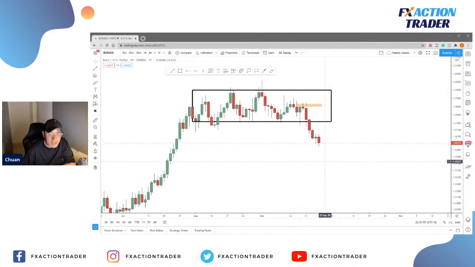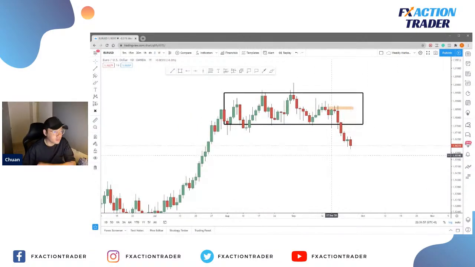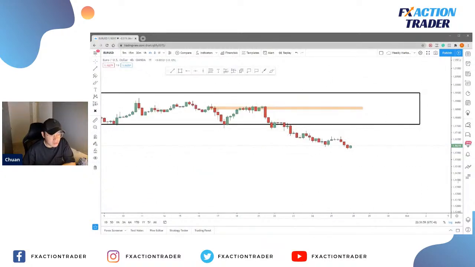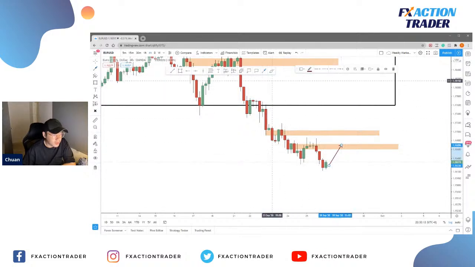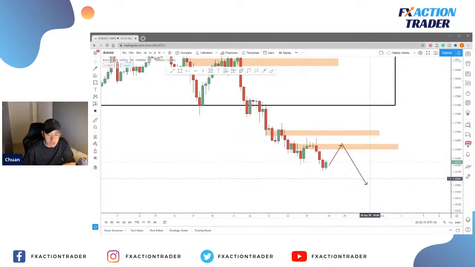Maybe the market will do a very minor pullback around here or here. So what we do is wait for the market to do the pullback and look for a second chance to go for the short trade. So this is for euro dollar.